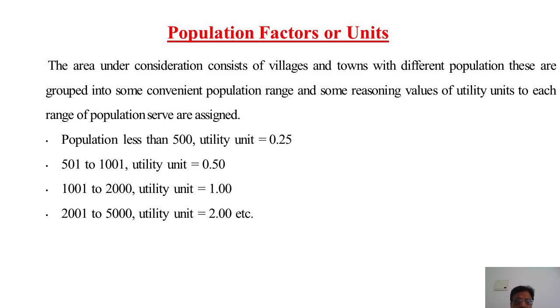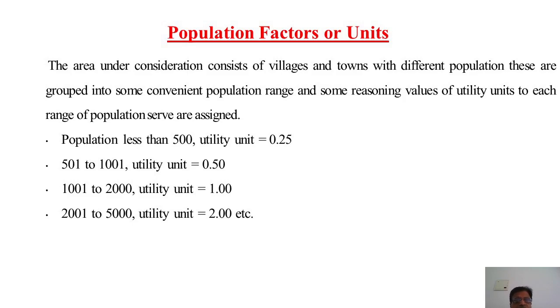Just to give an example, in any village having a population of less than 500, all are grouped into one, and those villages will be given a utility unit of 0.25. Similarly, a village having a population of 501 to 1000 will have a utility unit of 0.5.